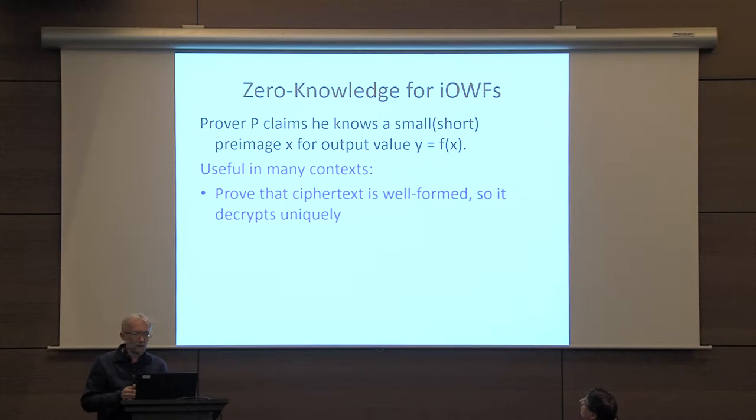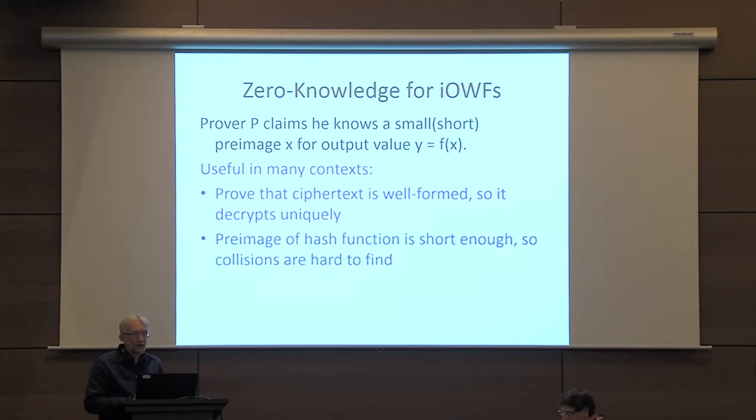This is what you need for, let's say, proof of plaintext, proof of input knowledge in many MPC protocols, for instance. And also, if there was a hash function, then what you want to prove is that I know a short enough preimage under the hash function so that nobody, including me, can find another preimage that maps to the same output. So this kind of thing is definitely something we want to solve in many different contexts.